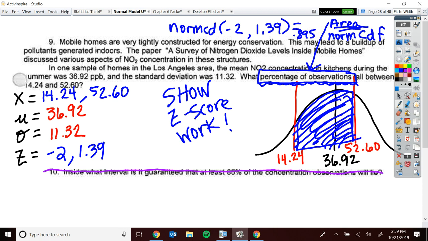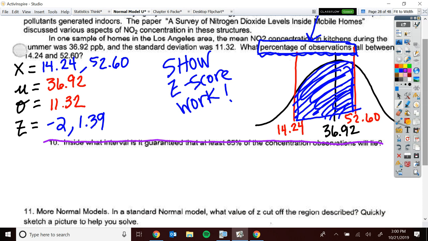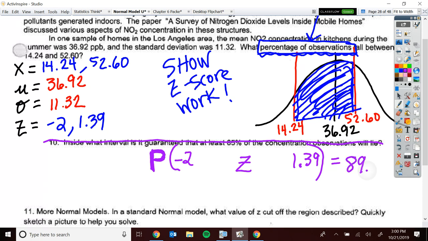Now, remember, these problems have to have our special notation. So let's do that. I want to find the probability or the proportion of observations. That's my capital P. And I want a z-score in between negative 2 and positive 1.39. And that equaled 89.5%. But there's something missing here.